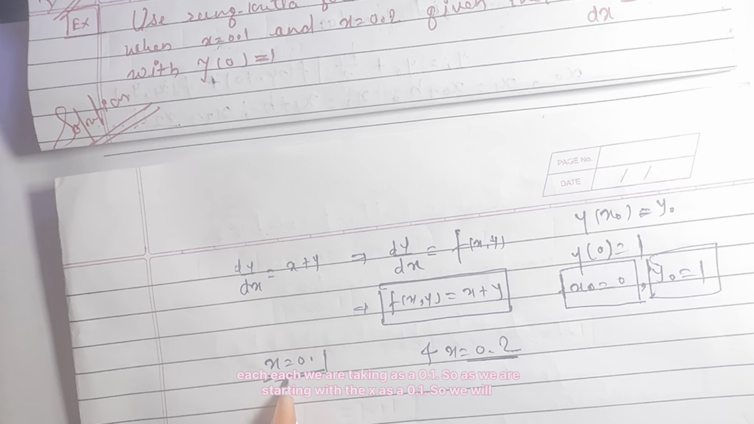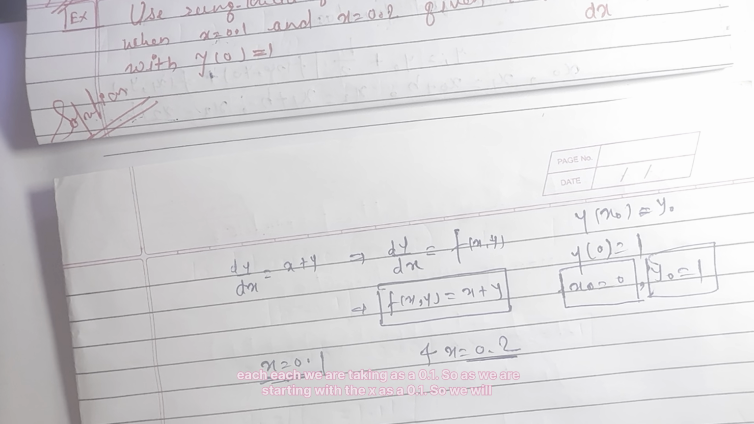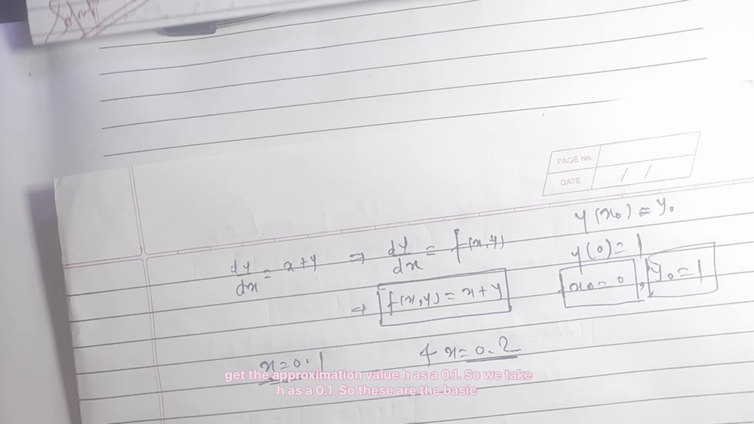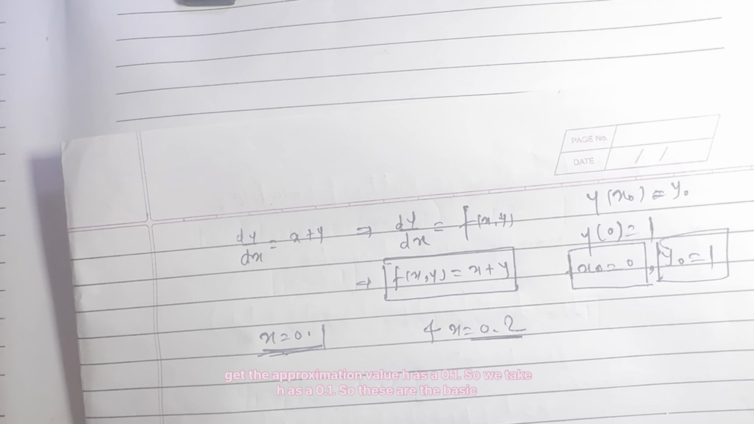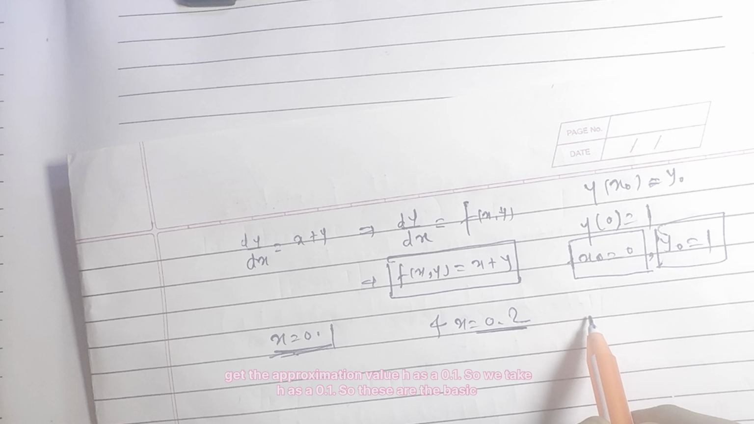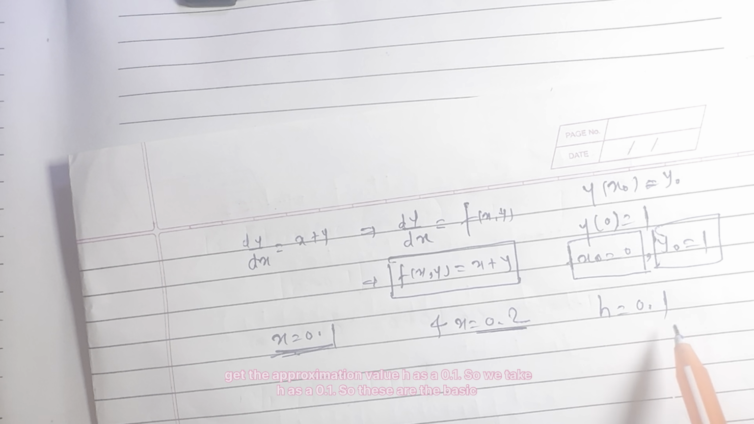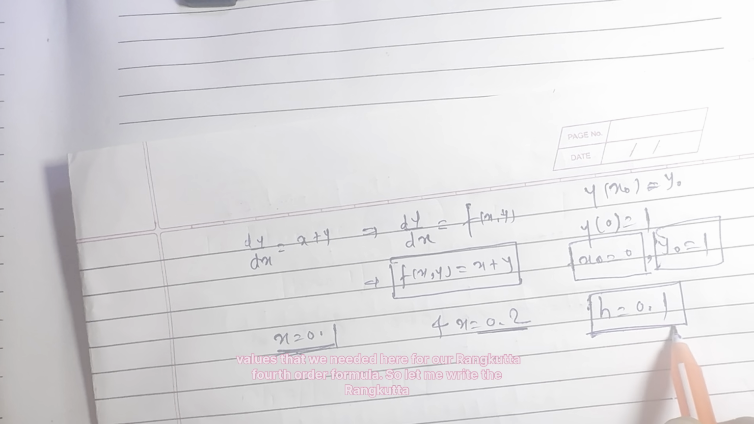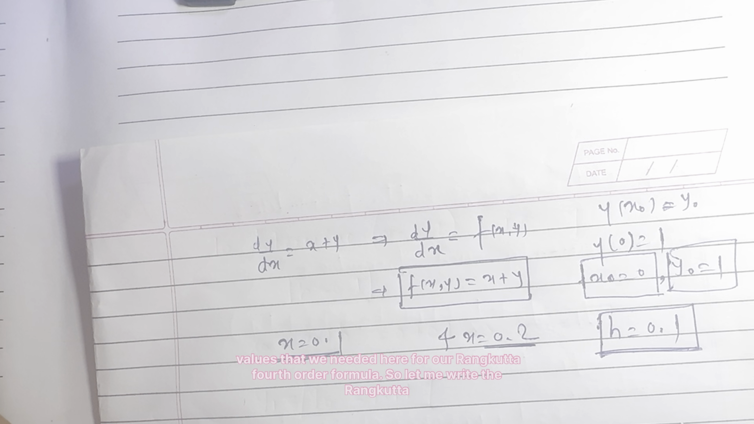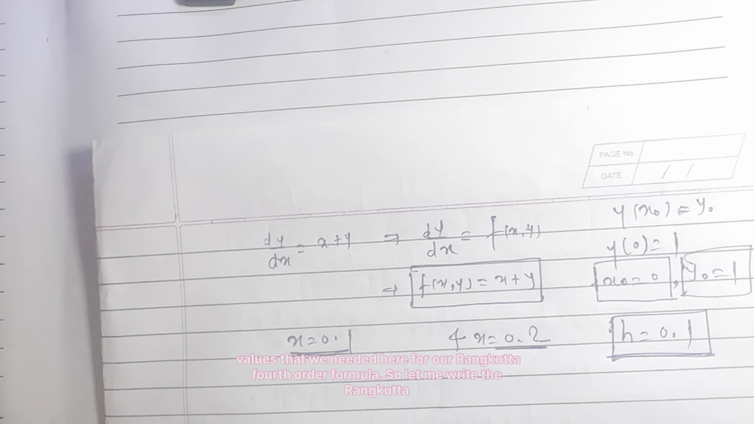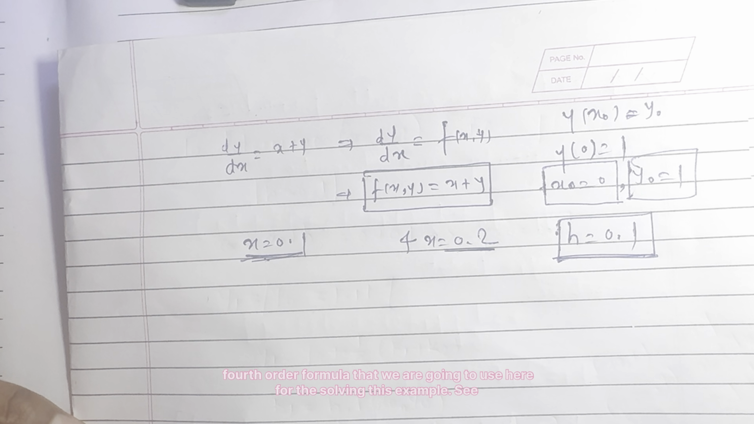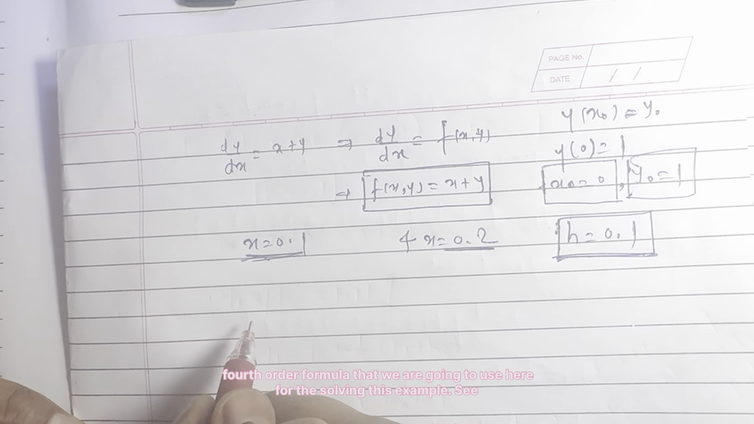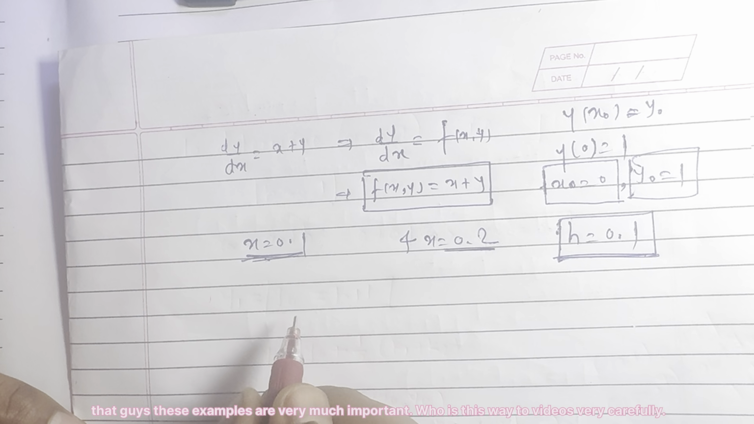As we are starting with x as 0.1, we take h as 0.1. These are the basic values that we need for our Kutta fourth order formula. Let me write the Kutta fourth order formula that we are going to use for solving this example. These examples are very important, so watch these videos very carefully.